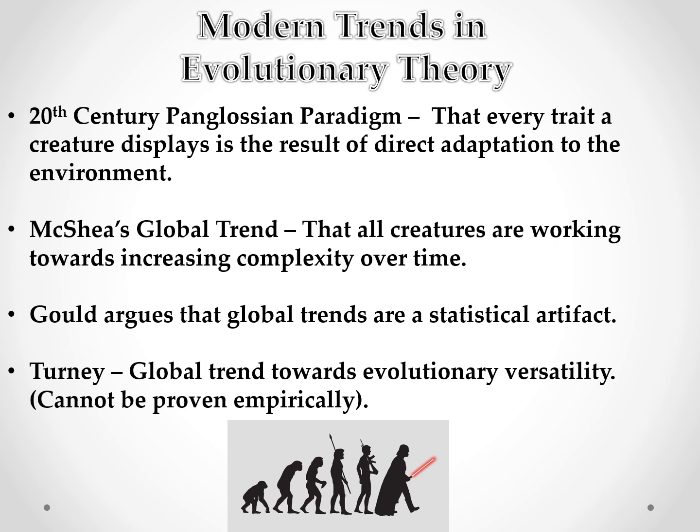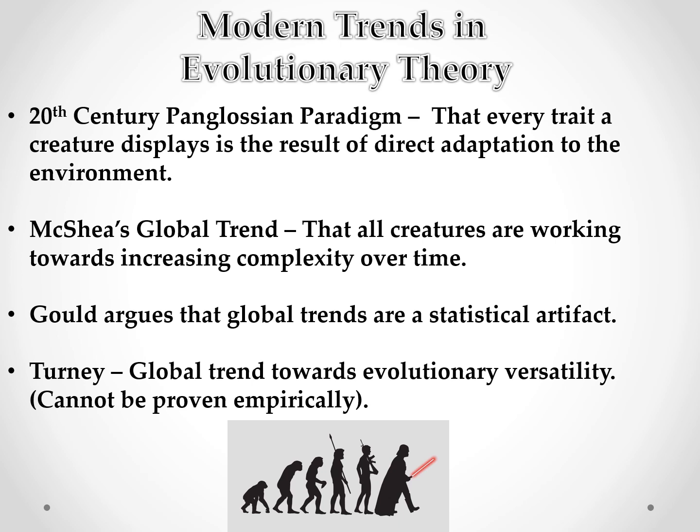And looking at the last, we have a few modern trends in evolutionary theory that we'll talk a little bit about during the semester. We have the 20th century Panglossian paradigm, the notion that every trait a creature displays is the result of a direct adaptation to the environment. And we know today this isn't really the case, right? We actually have tons of features on our own bodies that serve no functional purpose. They're just there because of changes in other features.